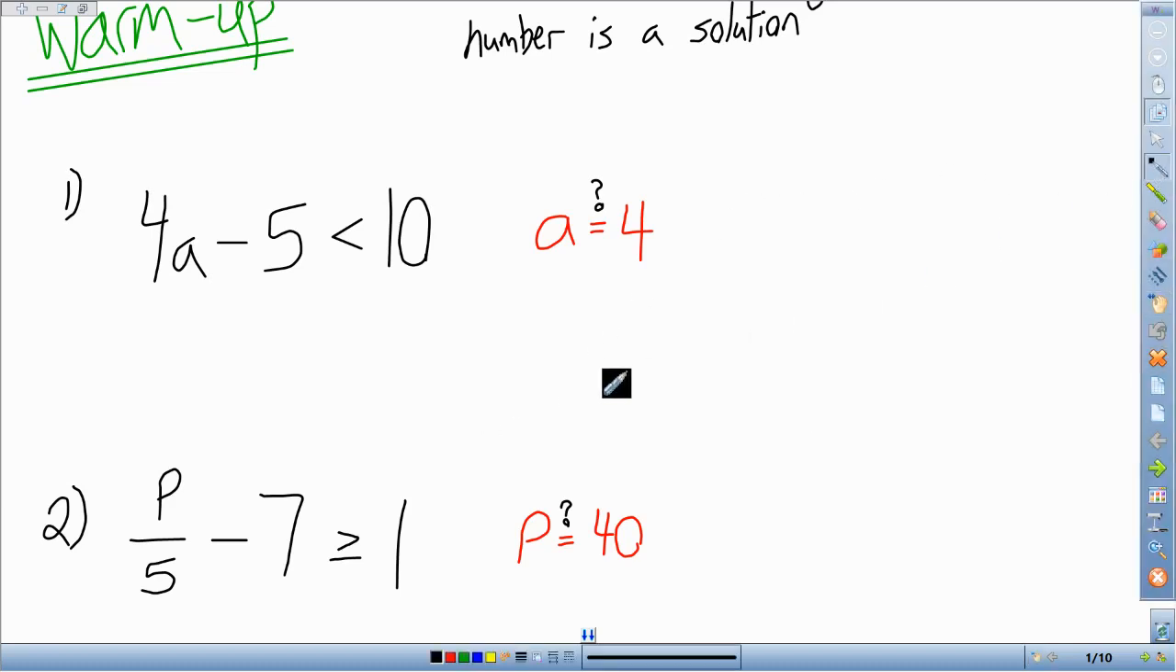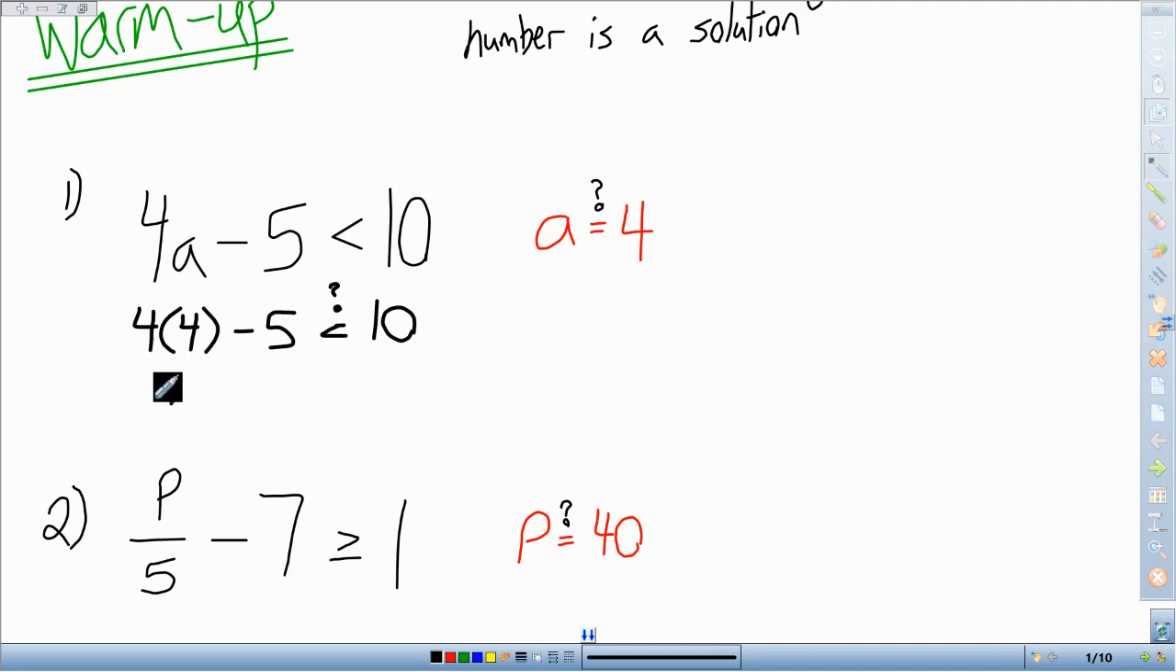All right, so let's see how we're doing here. On number 1, they're asking us to plug in 4 for a. So let's go ahead and write it out. We have 4 times, again, we're plugging in 4 for a, minus 5, the symbol, and 10. I guess we should put a little question mark here, because that's what we're wondering, if this works. Let's do this math and see what happens.